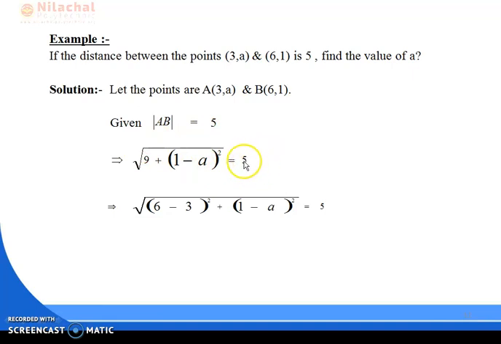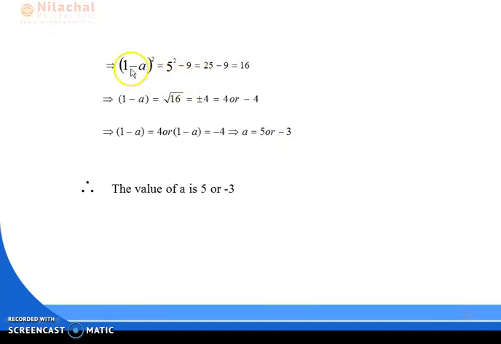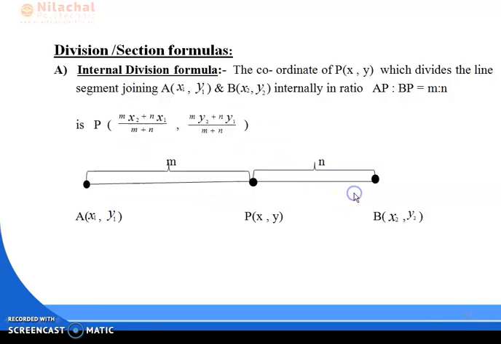What do we get now? 5 square means 25, and this 9 is shifted to the other side, so 25 minus 9. So (1 minus a) whole square equals 25 minus 9, that means 16. The square is shifted to the other side, so the root of 16 is plus or minus 4. The answer should be 4 or minus 4. That means 1 minus a may be 4 or 1 minus a equals minus 4. That means a equals minus 3 and a equals 5. So the value of a is 5 or minus 3.